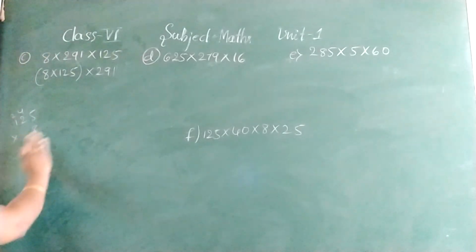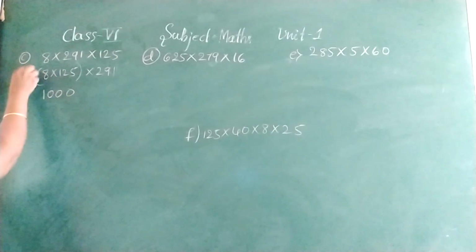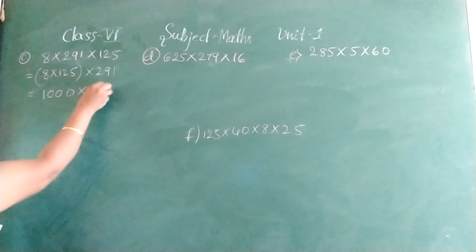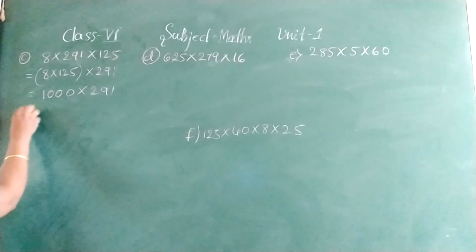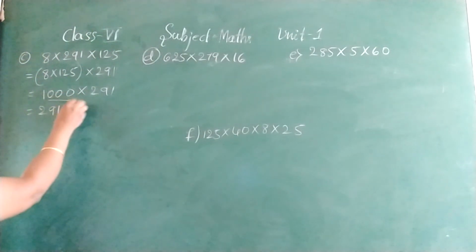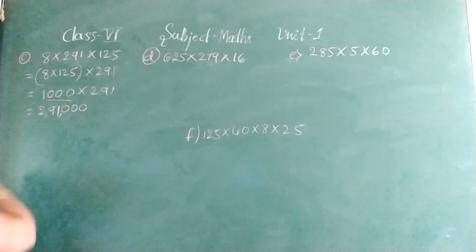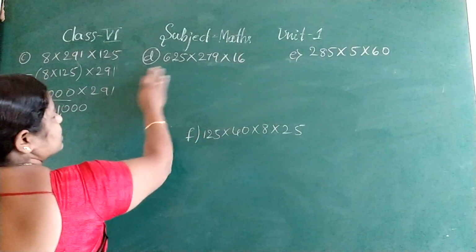So 1000 into 291. 291 ones are 291. After that, 3 zeros. So 2,91,000 is the answer.